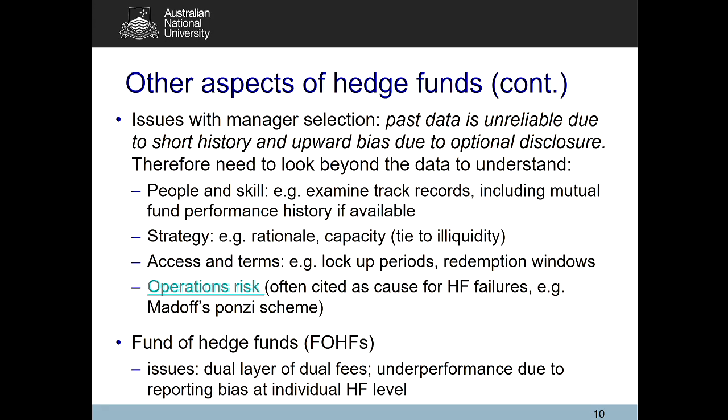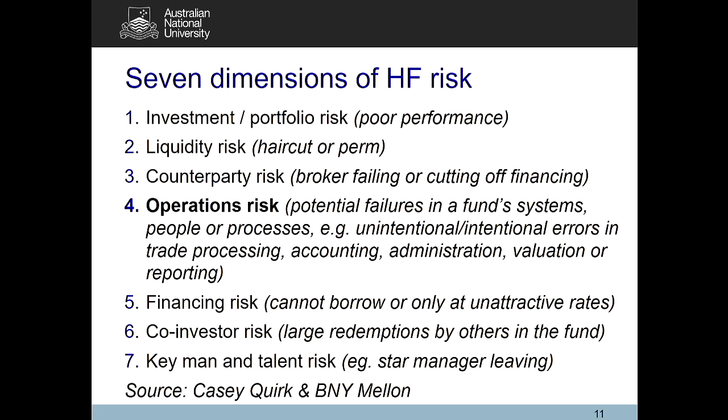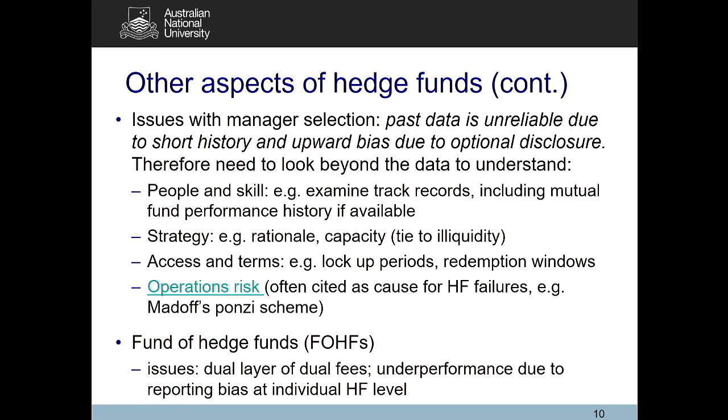Now, if we go back to operations risk, this is actually quite a common cause of hedge fund failures, and it's essentially intentional or unintentional failures in the way that the fund is run, right? It might be fraud, it might be a genuine mistake, but we classify it as potential failures in a fund's systems, its people, or its processes, right? That might be trade processing, it might be accounting errors, issues with the administration, issues in valuation, issues in reporting.